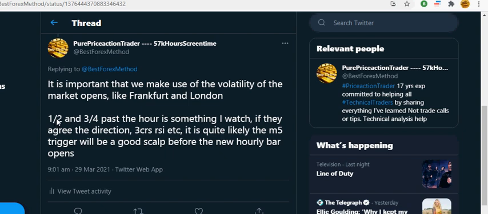So what I mean by this is the half past the hour and three quarters past the hour, so the 15 minutes before the H1 close, as it were, are times of day that I look at closely. So that'd be 7:30 in the morning, 7:45, or 8:30 in the morning, 8:45.